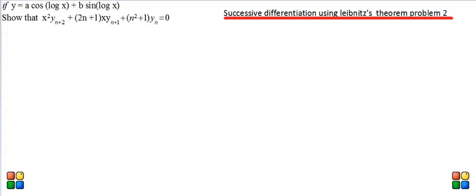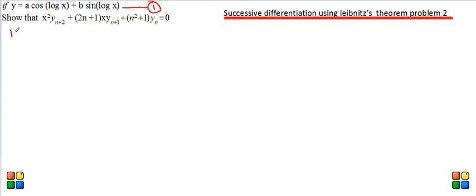This is again a problem on successive differentiation using Leibniz theorem. Here the question is, if y is equal to a cos of log x plus b sine of log x, then we have to show this thing. To start with, here y is already in the simplest form, so no need to simplify it again. We will consider this as equation 1.